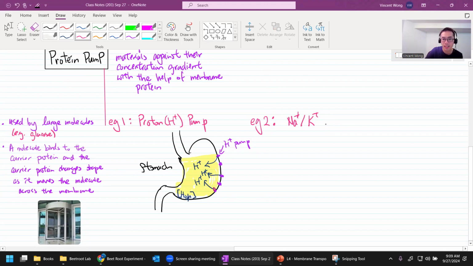sodium potassium pump. We will talk more about this next semester, but a lot of cells have the sodium potassium pump, especially in the neurons, okay? And what it does is this. Right? Let me try to draw it out for you. Okay, so by now you should know what that is. That is the cell membrane.